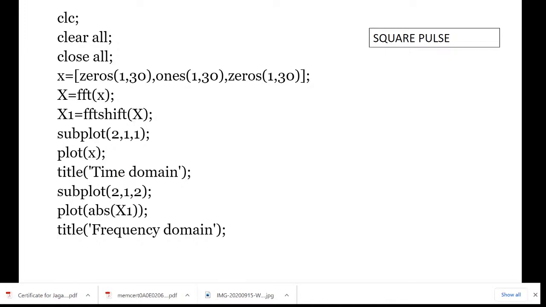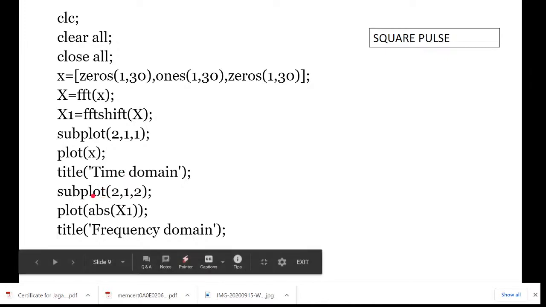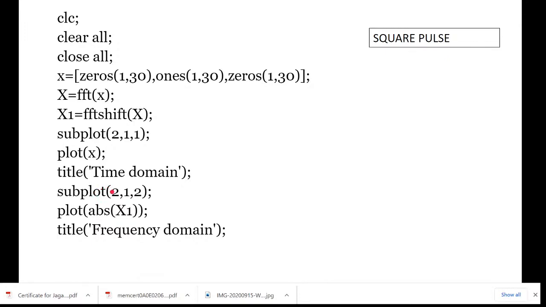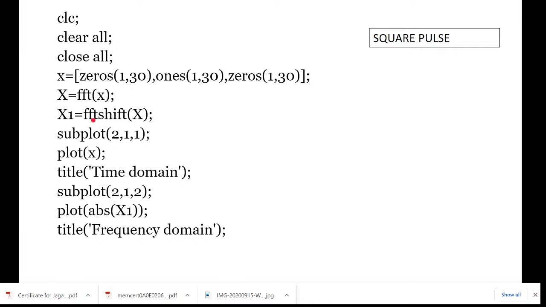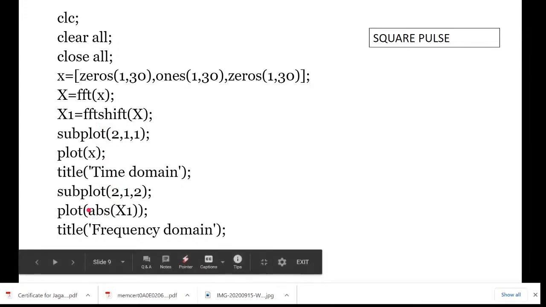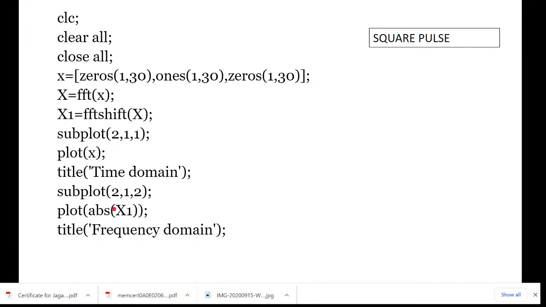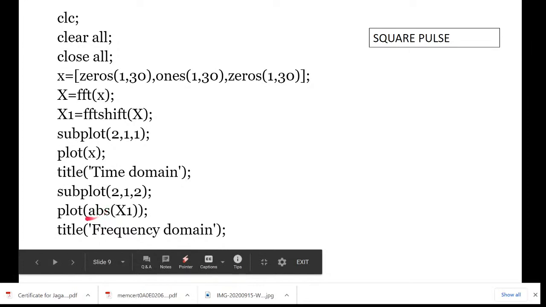And then we also need to plot the FFT. Already we have the FFT here, but we need to plot it. So we have another subplot, 2, 1, 2, the second subplot, where we will be plotting the absolute value of x1. x1 is the shifted version of the FFT. We plot only the absolute values, because the FFT may have a plus ij format, or it may have some negative values, so during plotting it considers the absolute values only, and we title that as the frequency domain. So this plot gives us the FFT of the square pulse.